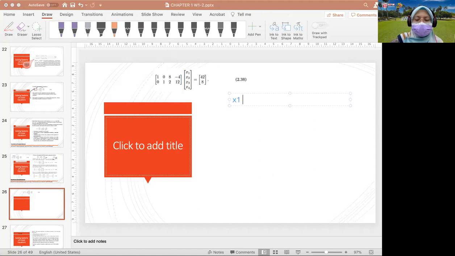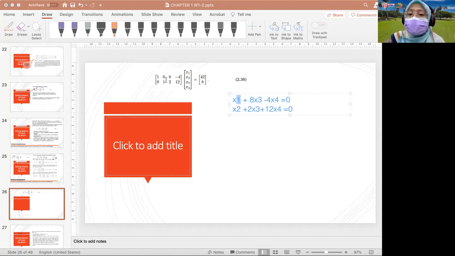So we have x1 plus 8x3 minus 4x4 is equivalent to 0, and then x2 plus 2x3 plus 12x4 is equivalent to 0. Okay, so in this case, there is no problem with the x1 and x2. Before that, I forgot to explain to you. In this case, there is no issue with the first and second column, right? Because it is already in the simple form.